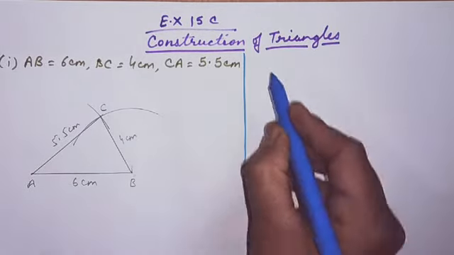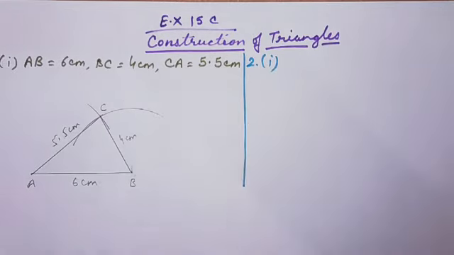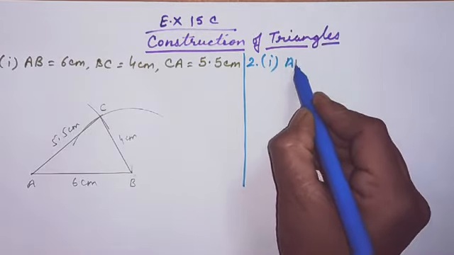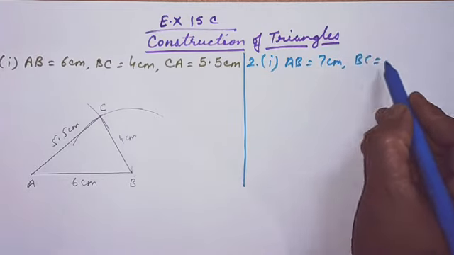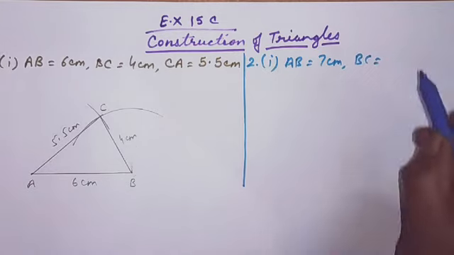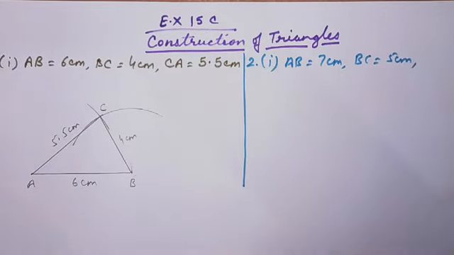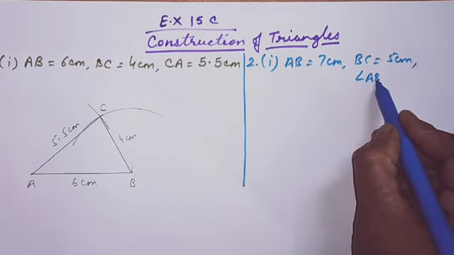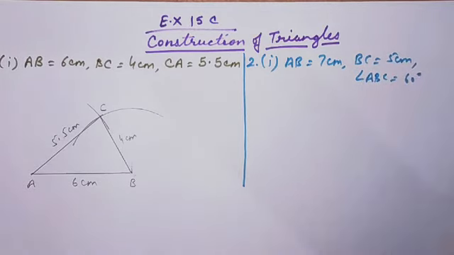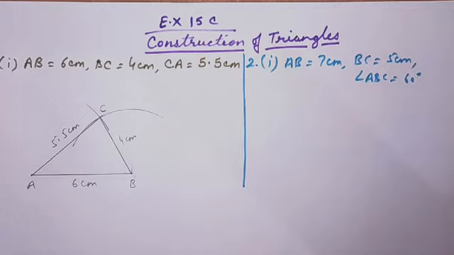Now I am taking second question, first part. AB and BC are given. AB is 7 centimeter. BC is 5 centimeter. And one angle is given this time. Angle ABC is 60 degree. Okay. Now this time two sides are given and one angle is given. So how to construct the triangle?